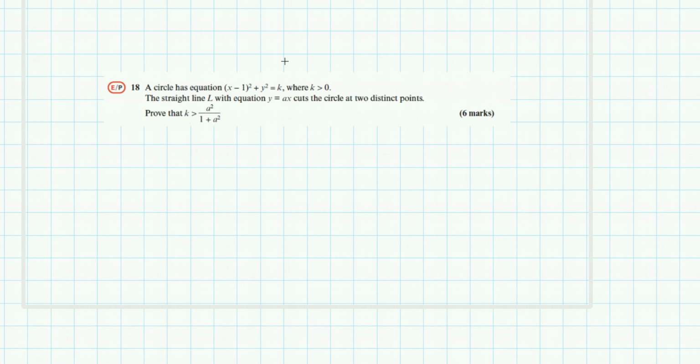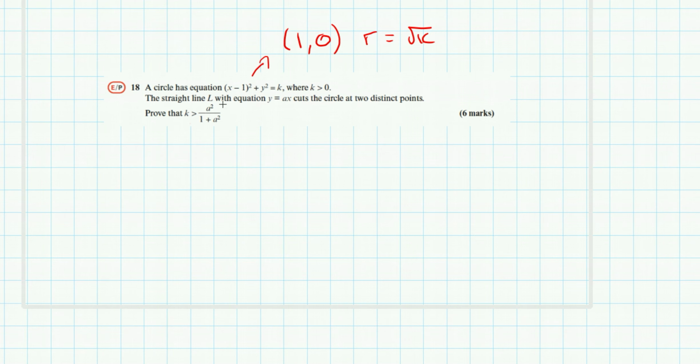So first of all, let's extract some information from the question. The equation has (x minus 1) squared, so that implies that the centre of the circle is 1, and y squared implies that it's 0, with a radius equal to root k.